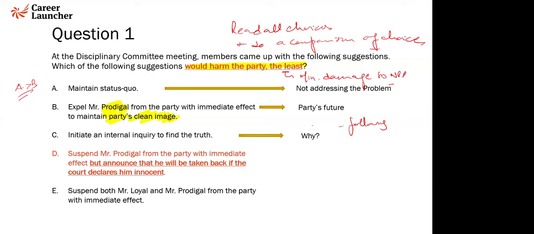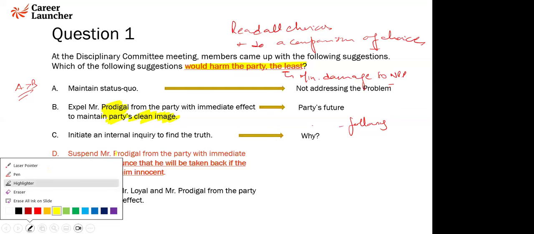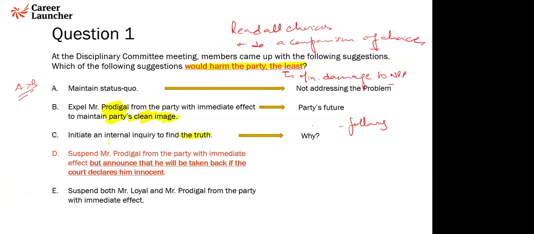Choice A is just maintaining the status quo. Choice C is a very stupid choice. Whose job is it to find the truth? It is a court. It is the investigation machinery which has to find the truth about the situation. You are not supposed to replicate the court process, or rather you cannot. So choice C is an irrelevant choice and hence should not be considered at all, because this is not the job of the political party to set up an internal inquiry to find the truth.